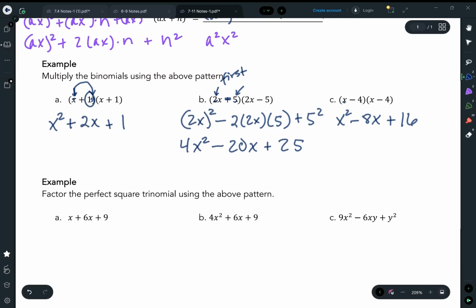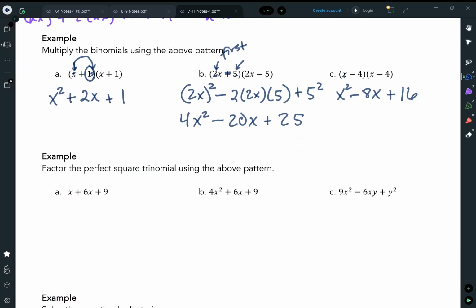Okay, on the next three, we're doing the reverse. We know it is a perfect square, and we're going to factor instead. To factor it, if I know it's a perfect square, I'm just looking at my first term and my last term. And there's another mistake on this. This one should be an x squared. I thought I fixed them all, but I did not.